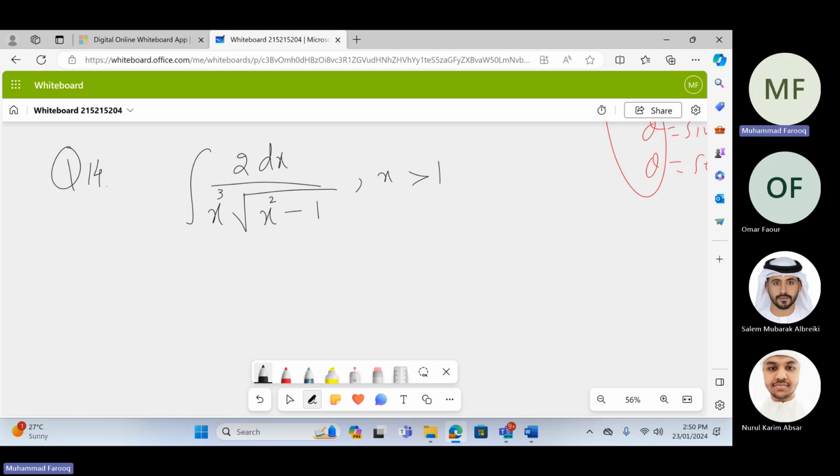Where is the cube? So it's not organized here. How do we get cosecant? Now put x as secant. Now 1 over secant square, how much? Cosine square, yes. 1 over secant square is cosine square, exactly.